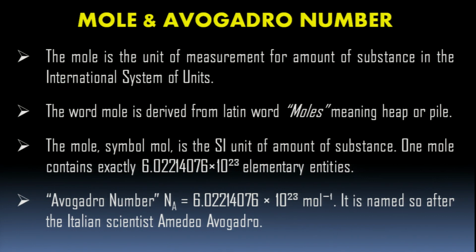From where did they get this word mole? The word mole is derived from the Latin word moles, meaning heap or pile, like piles of things, a hill of something. That is because it's a very large number. You will come to know it's a very large number. Children, let me tell you about moles. Suppose you are going to a shop and you ask for 1 dozen bananas. So, how many bananas do you ask for? You are asking for 12 bananas. The word dozen signifies the number 12.